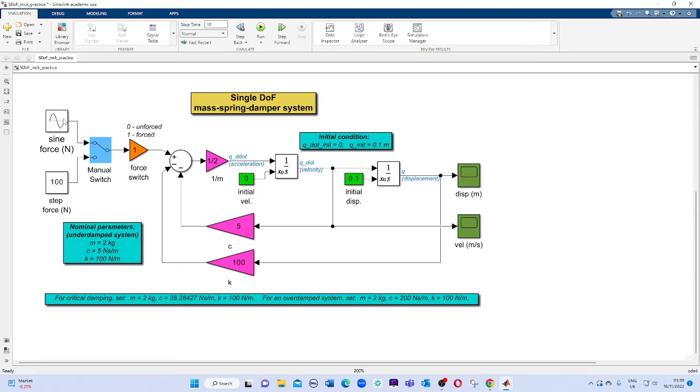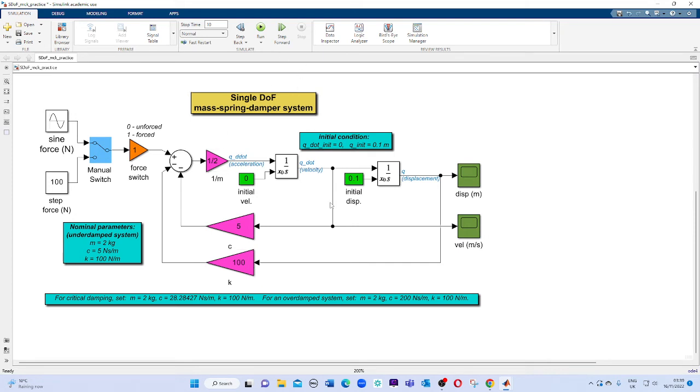Here we have the sinusoidal force N being inputted on it. We have the step force N. We have our mass of 2 kilograms and the C constant is 5 Newton seconds per meter, and the K constant is 100 Newton per meter. Now, all these blocks have already been connected on the Simulink.